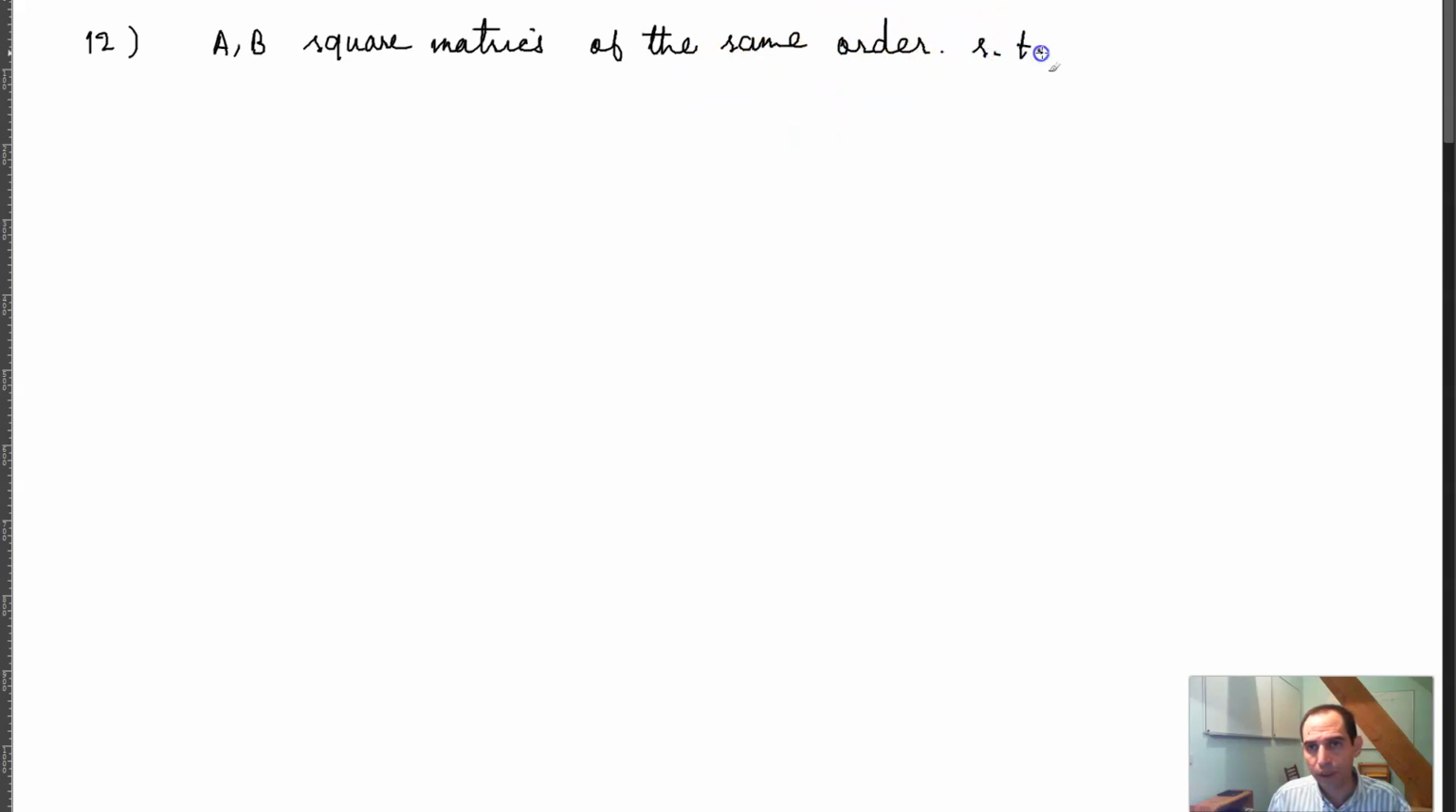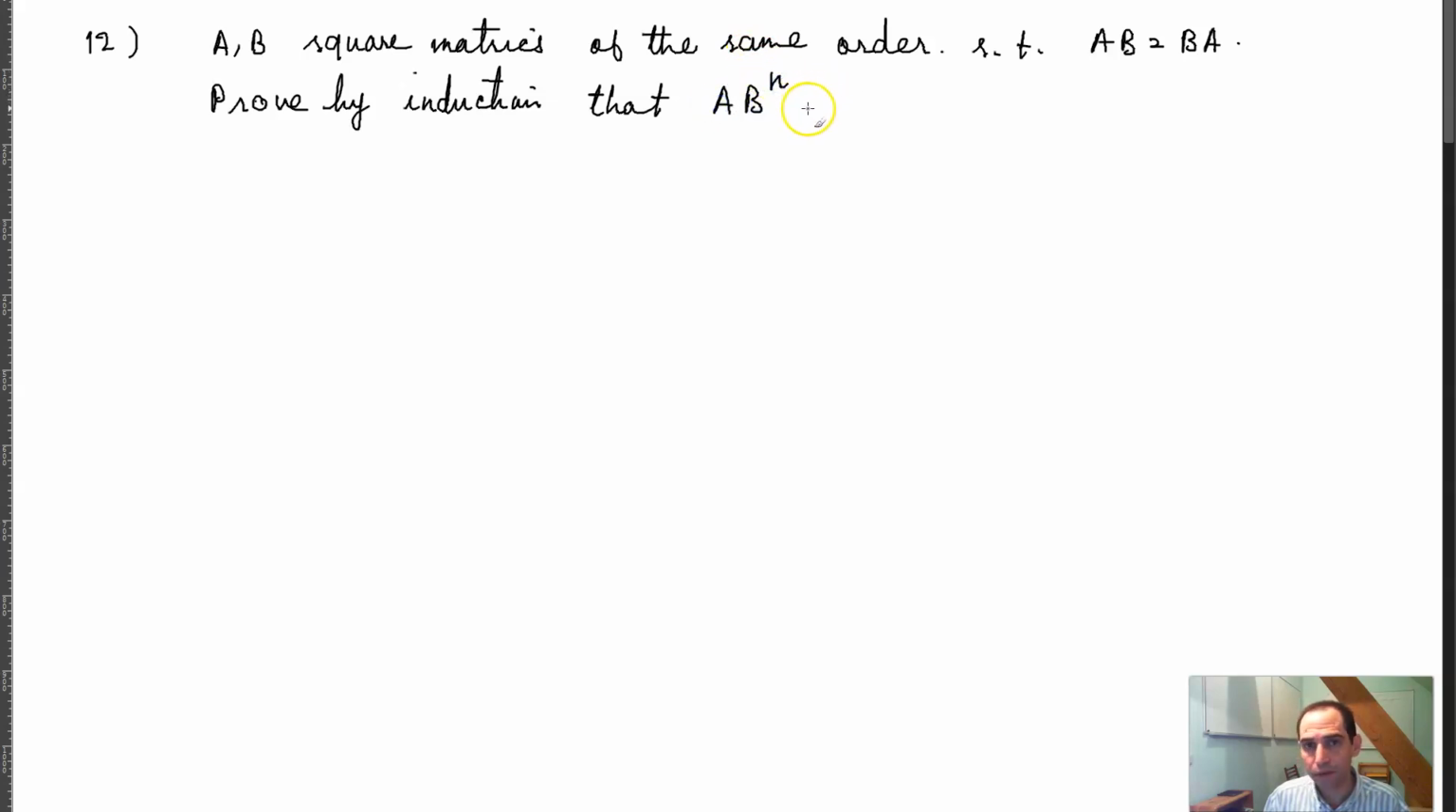Such that AB is equal to BA, meaning that they commute. Okay, so basically A and B are square matrices of the same order, such that AB is equal to BA. They commute. We want to prove by induction that A times B raised to the power n is equal to B raised to the power n times A.